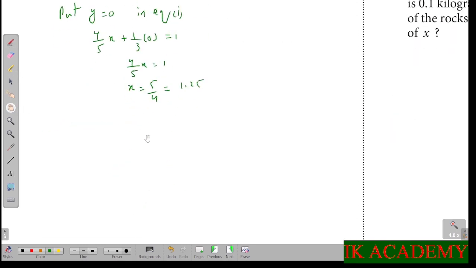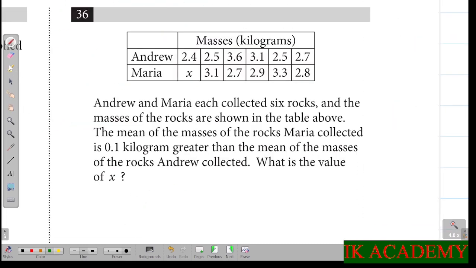Let's move to the next question. Question 36 says, Andrew and Maria each collected 6 rocks and the masses of the rocks are shown in the table above. Here we have the table. In 2 rows, we have the masses of the rocks collected by Andrew and Maria. The mean of the masses of the rocks Maria collected is 0.1 kilogram greater than the mean of the masses of the rocks Andrew collected. What is the value of x?